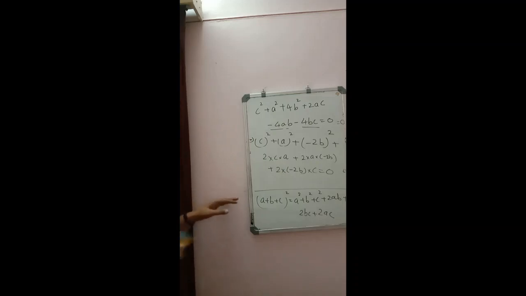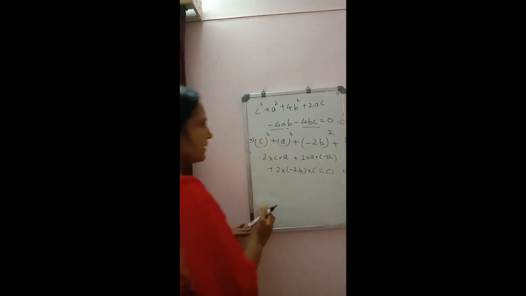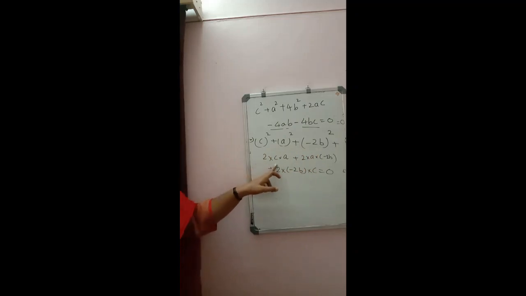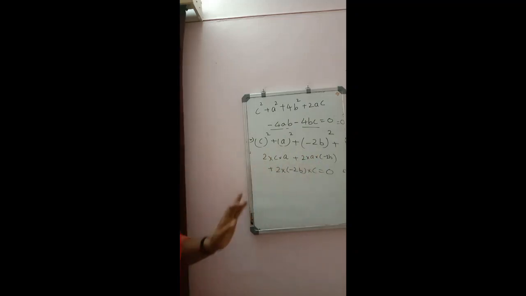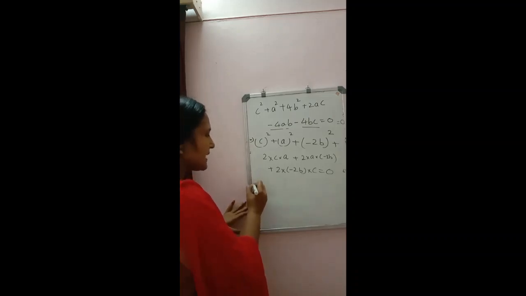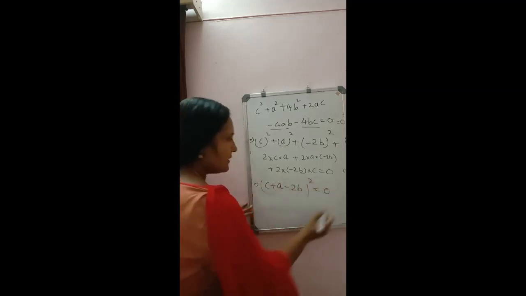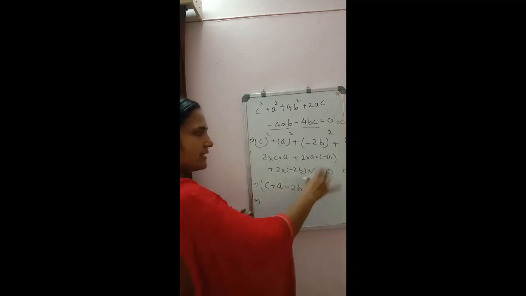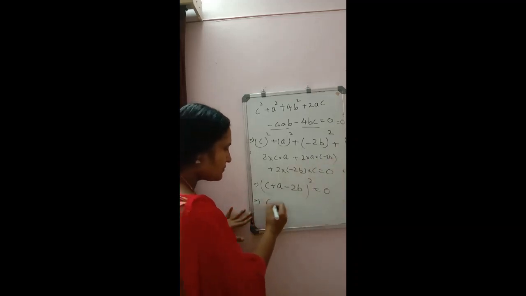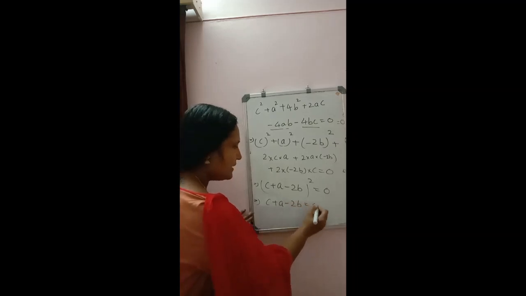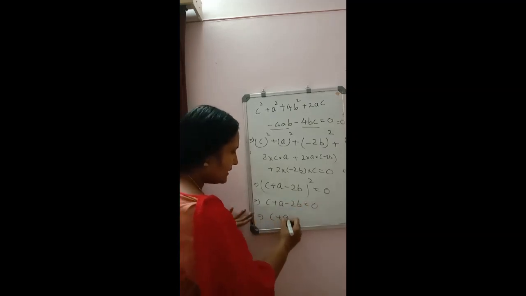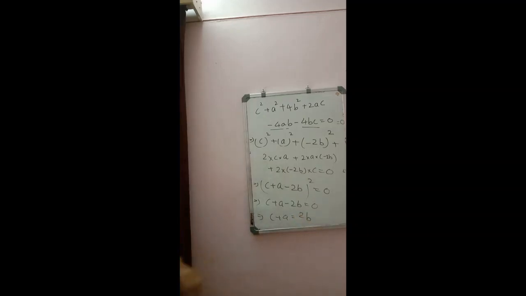So we wrote in the form of the identity a square plus b square plus c square plus 2ab plus 2bc plus 2ac is equal to 0. And this expression is (a plus b plus c) the whole square. We have (c plus a minus 2b) the whole square is equal to 0. So again the square we can shift to the right hand side, it will become square root. So we will get c plus a minus 2b is equal to 0, or c plus a is equal to 2b. Hope the method is clear to you. We used the identity which we studied in 9th class.